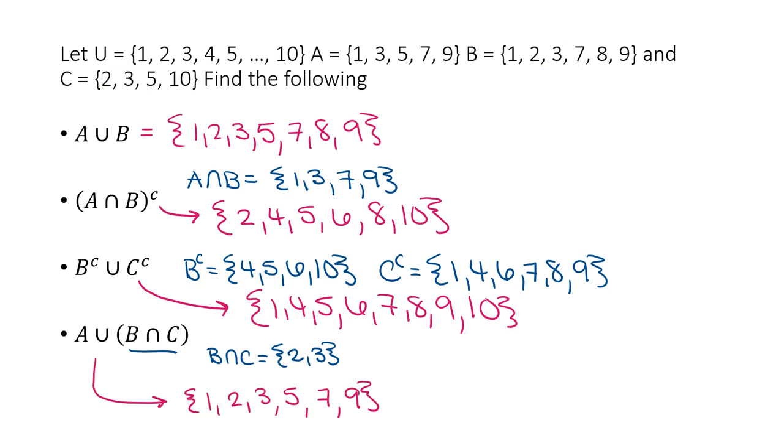Then to finish this problem, I'm going to take the union of that with set A. So my final answer contains my intersection, which was 2, 3. And then I also have to add any numbers that are in set A. So I do also need the 1, the 5, the 7, and the 9. So final answer is the set 1, 2, 3, 5, 7, 9.